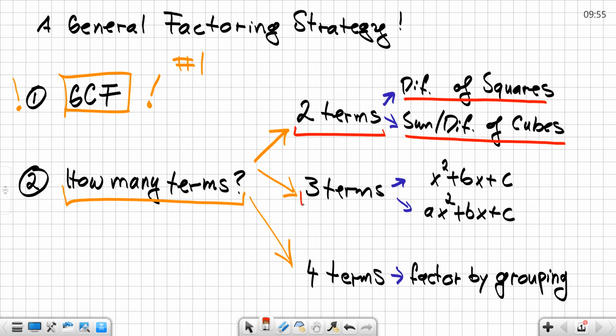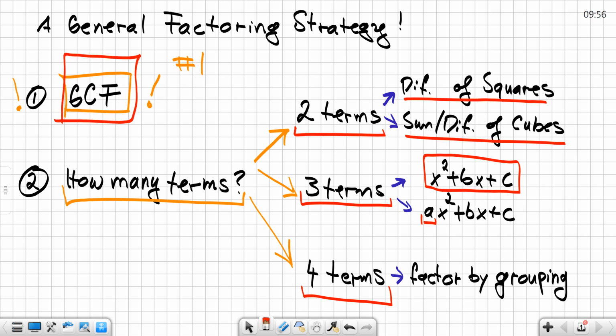Now, if my polynomial has 3 terms, then it can be either 1 times x squared plus bx plus c, or if there is another number other than 1 in front, then I will have to use the factoring by grouping method. Now, the last case, if there are exactly 4 terms in my polynomial, then I always have to try to factor by grouping. But never forget, GCF would come first in case there is something.